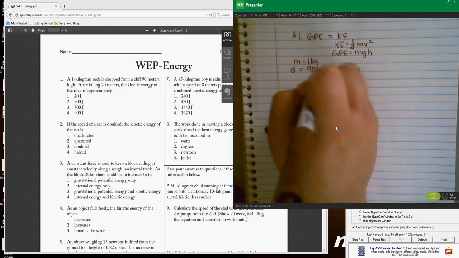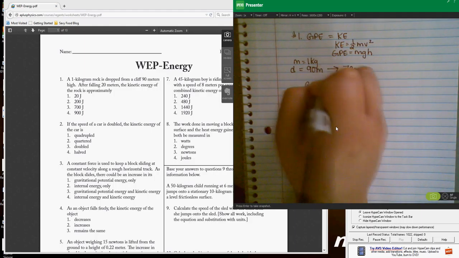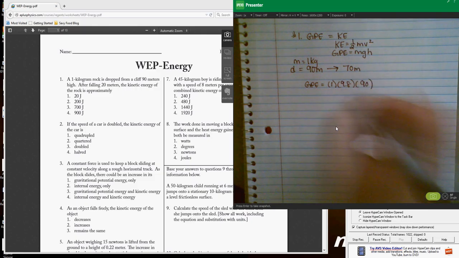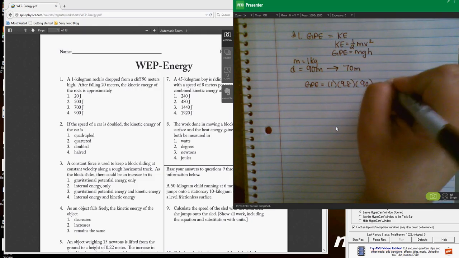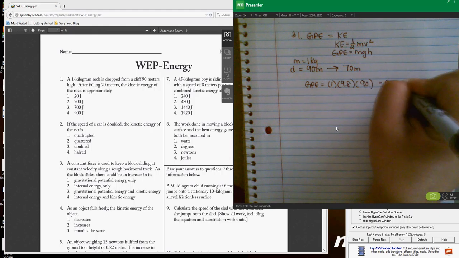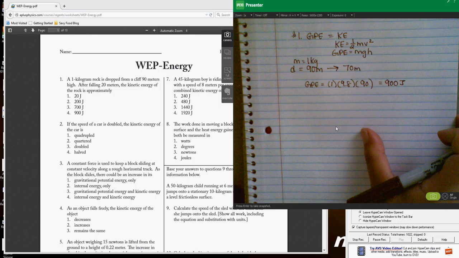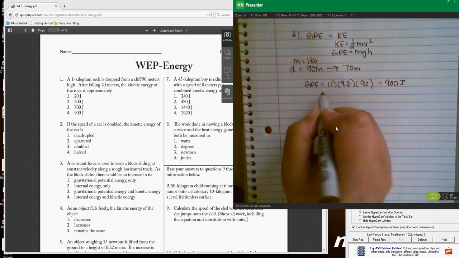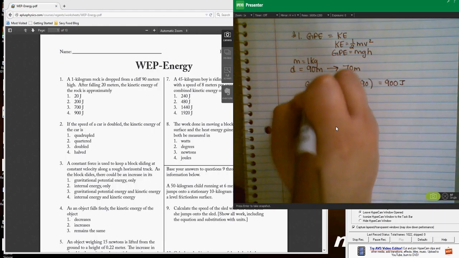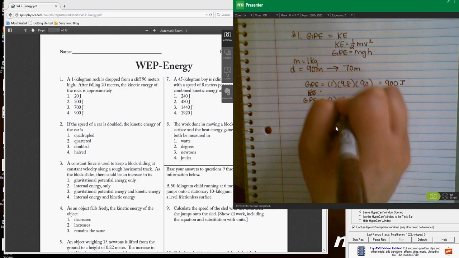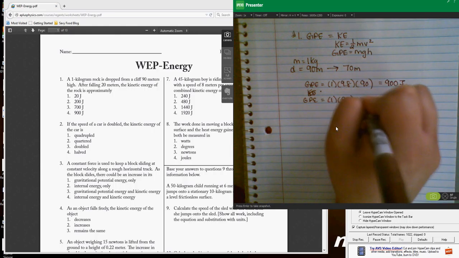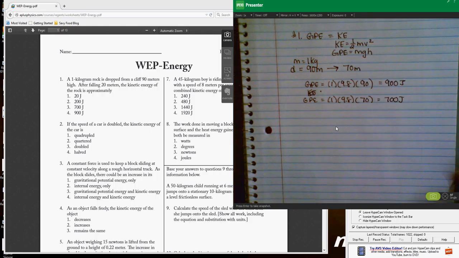So we're going to do GPE equal to the mass times gravity times the height, which is the total. And that's going to give us 900 joules. Okay? Now we want to figure out what it is at the 70. GPE equals 1 kilogram, 9.8 times 70. That's going to be 700 joules.